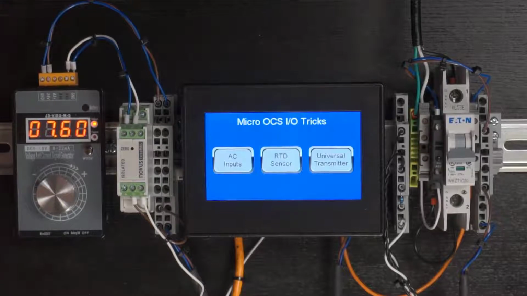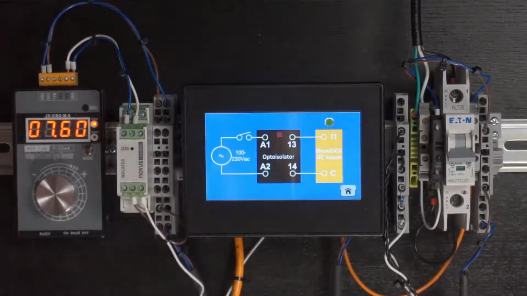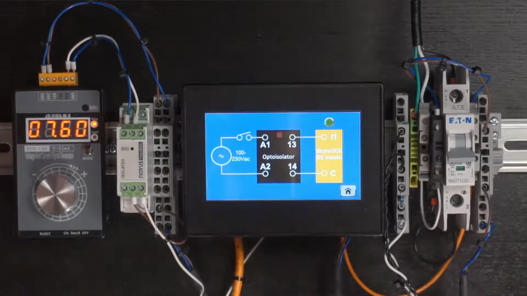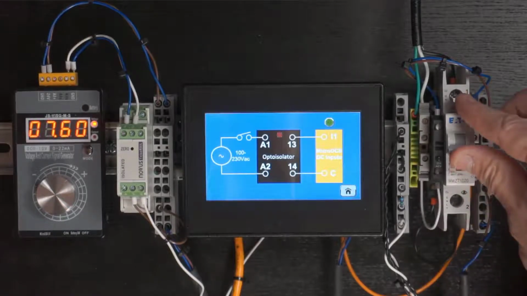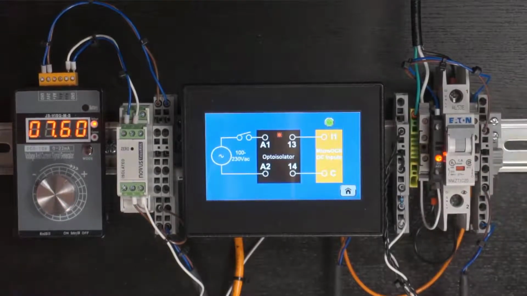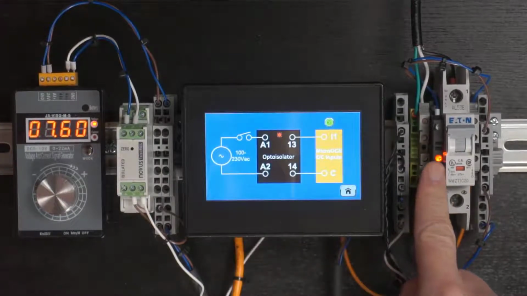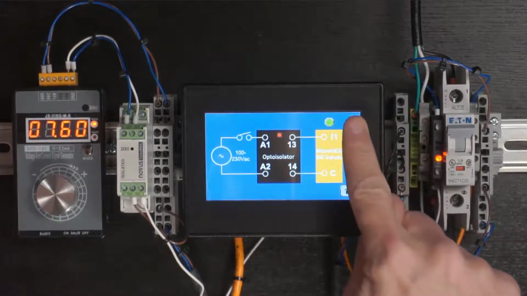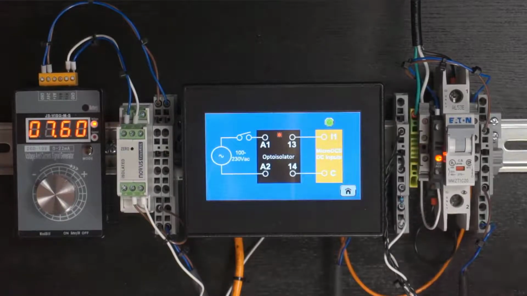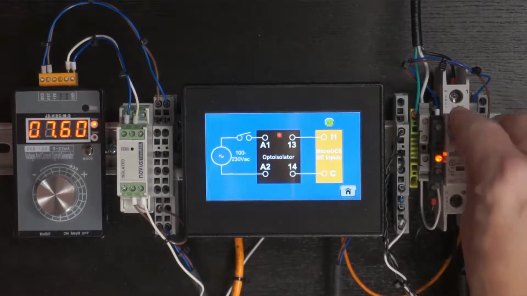In this case, it happens to be I1. So if we take a quick look at the screen here, you can see we don't have any power happening here, or the voltage is off effectively. So if I turn on the breaker, you can see I get an indication both on the physical device itself, on the optoisolator itself, and then I've also got, of course, the Micro OCS sees that as a 1.